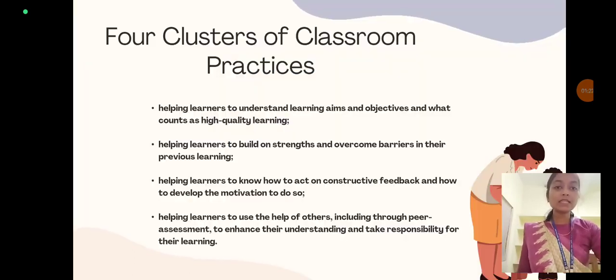The next is 4 clusters of classroom practices, helping learners to understand learning aims and objectives. The next is helping learners to build on strengths and overcome barriers in their previous learning. The next is helping learners to know how to act on constructive feedback and how to develop the motivation to do so. The next is helping learners to use the help of others, including through peer assessment, to enhance their understanding and take responsibility for their learning.